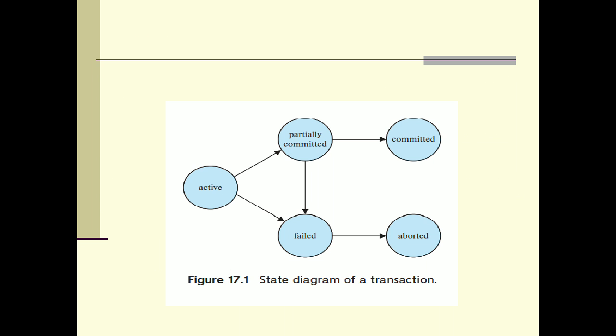But if the active transaction fails at a very early stage, it gets aborted. But in case of a partially committed transaction, you have 2 choices. Either that transaction gets committed, that is the transaction is successful, or it fails. And if the transaction fails anyhow, it will go into the aborted state.